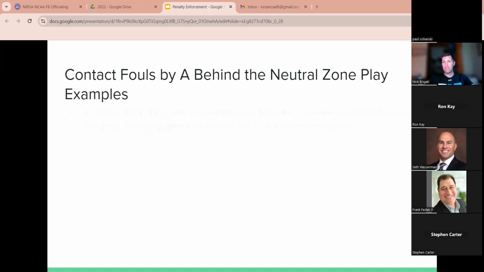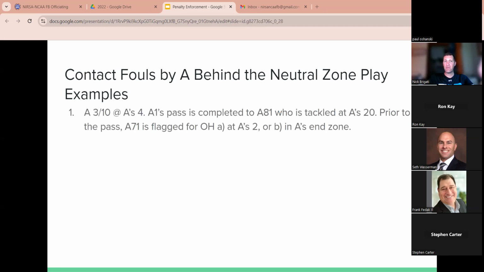So here's an example. 3rd and 10 at A's 4. A1's pass is completed to A81, who runs to A's 20. But prior to the pass, A71 is flagged for holding either at A's 2 or in A's end zone. Well, we know if that foul occurs at A's 2, we have to enforce that penalty at the previous spot. So we'd end up bringing it back. It'd be 3rd and 12 at the 2-yard line. But if that foul occurs in A's end zone, it's a safety, as expressed on the previous slide.